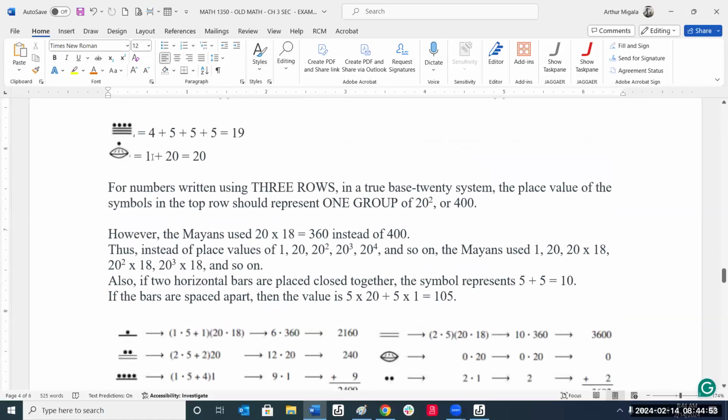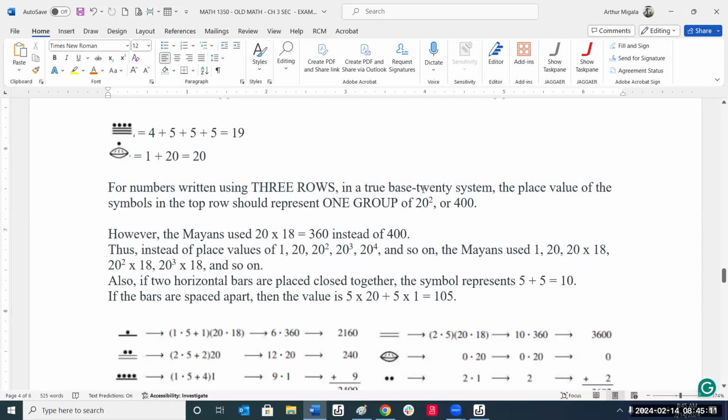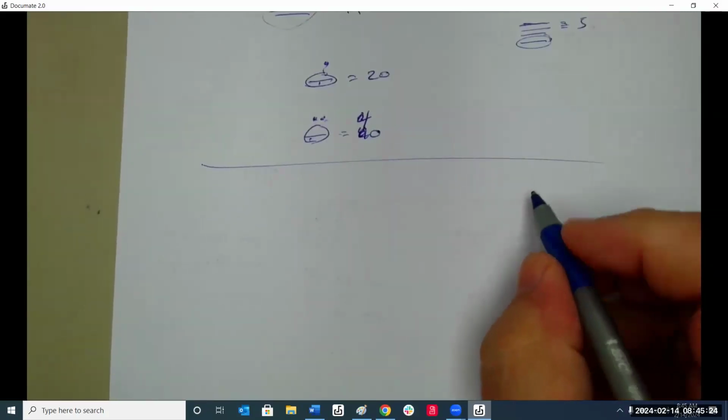See, so there's 1 plus a 20, and that's 19. So that's where they start saying, hey, the first 3 rows now is our base 20 system. The most we can go is 19. Again, now nobody knows why. Nobody knows why this occurs. Hold on.